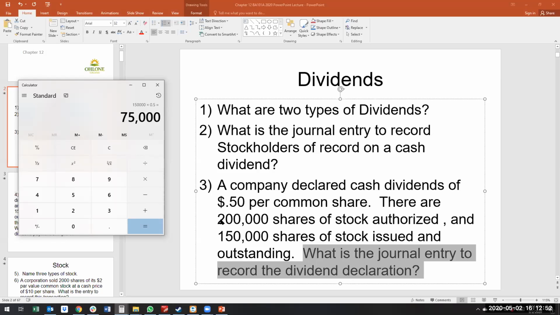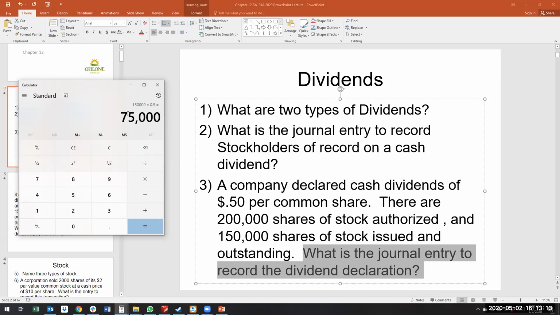Right, the shares authorized are what the board authorizes to issue to shareholders at the beginning of a company. It's in their articles of incorporation. They can amend those articles of incorporation to increase the amount authorized, but the 150,000 shares outstanding are what shareholders are actually holding on to. So we pay the dividend for the 150,000 to those shareholders.